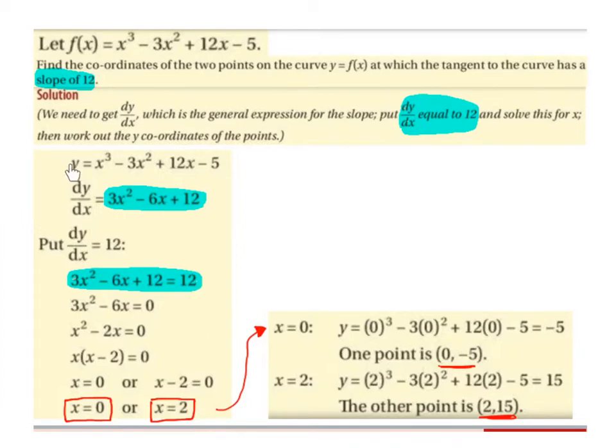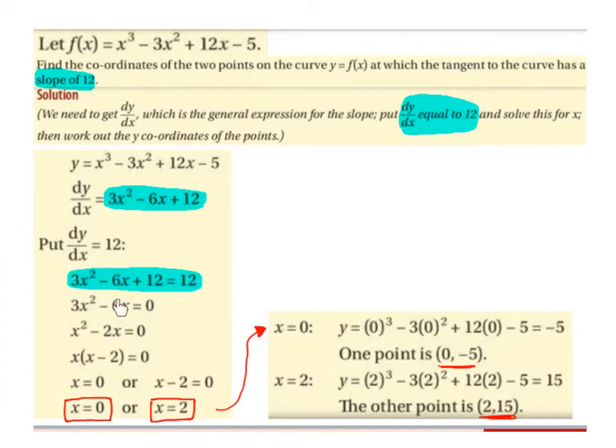So our curve is y equals x cubed minus 3x squared plus 12x minus 5. dy/dx, the derivative, is 3x squared minus 6x plus 12. So we let dy/dx equal 12 because we're told that the curve has a slope of 12. So we let the derivative equal 12. So we have 3x squared minus 6x plus 12 is equal to 12. So we cancel out the 12s on both sides.